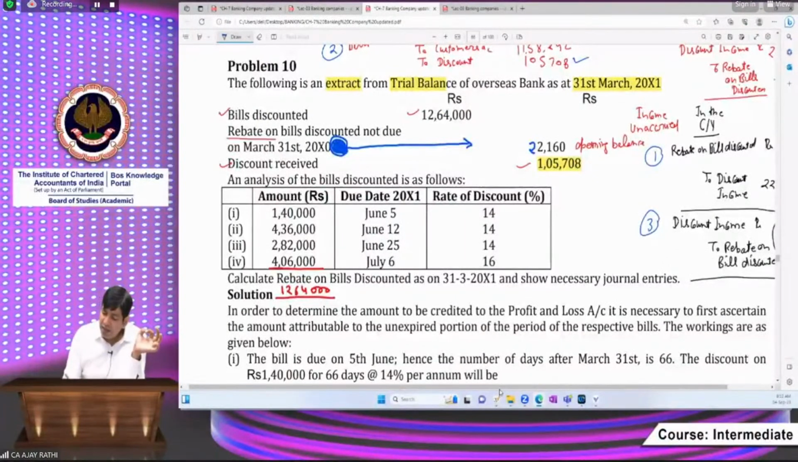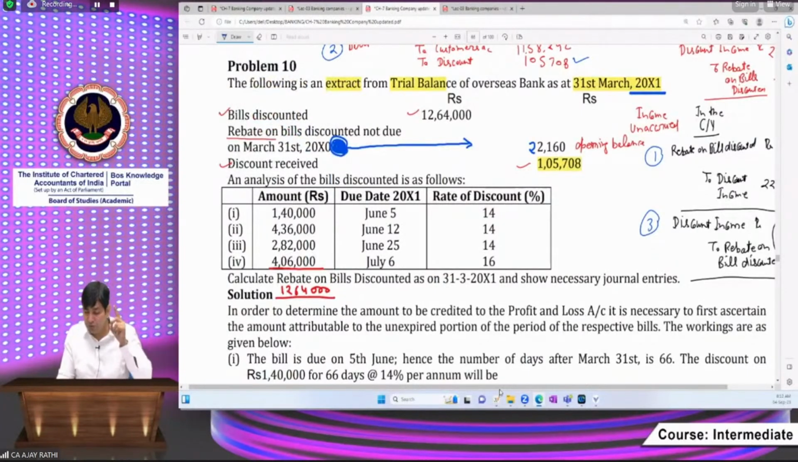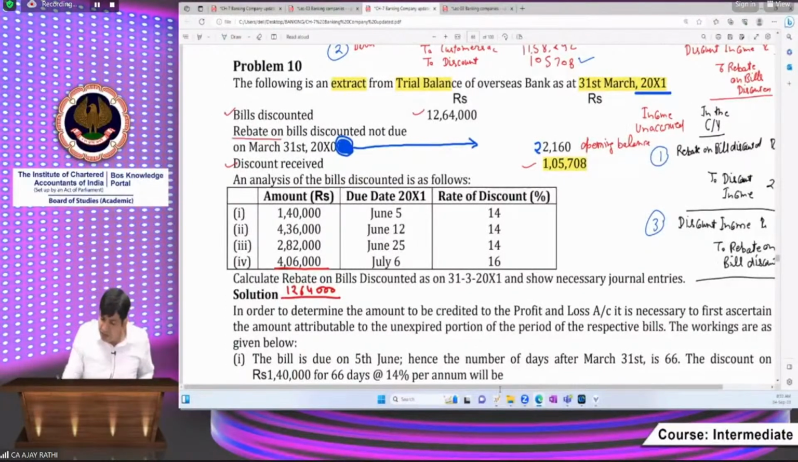Beta, year ending is 31st March 2001. We have to check the duration of the bills which belong to the period after 31st March 2001, our year ending date. Can you please tell me, after 31st March 2001, how many days are there up to June 5 for the first bill? Sir, from 31st March 2001, we have to calculate the duration up to June 5. Yes, very good. Harshita has given the answer.